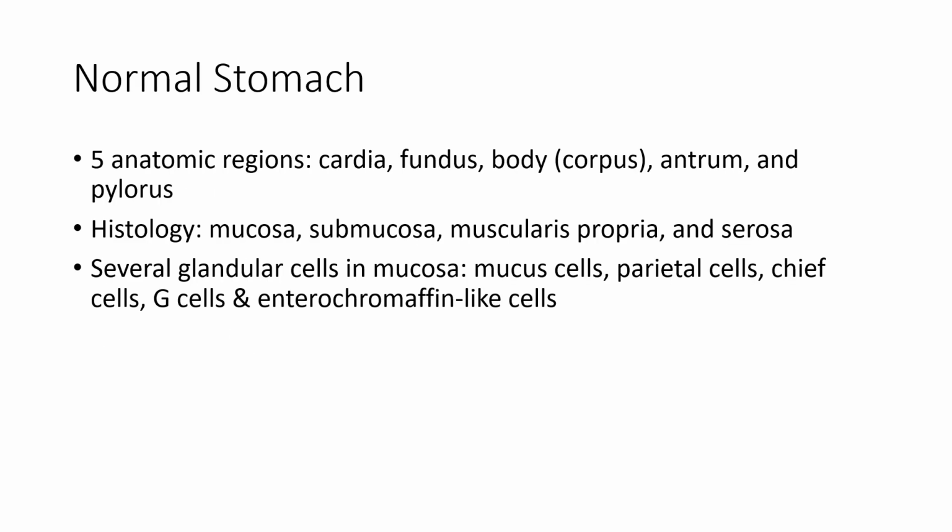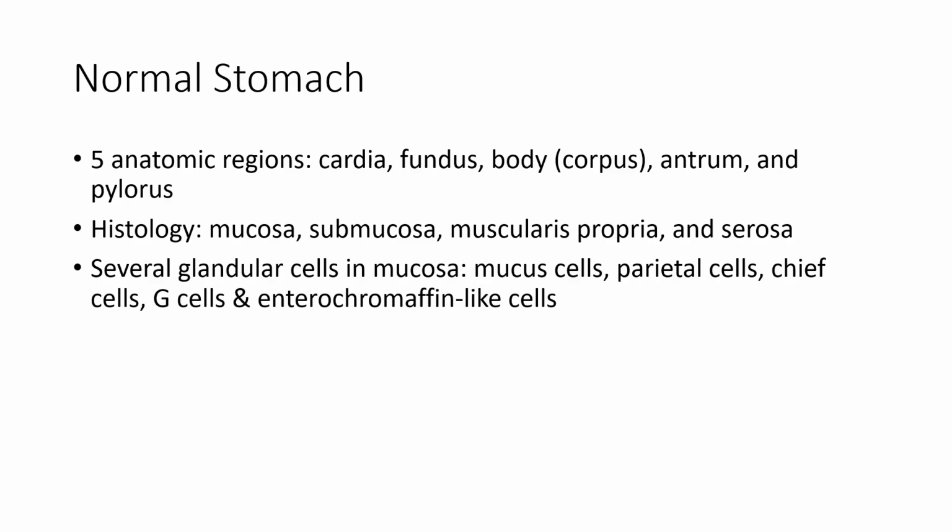The stomach is a saccular organ with a volume of 1.2 to 1.5 liters. Anatomically, it is divided into five main regions: the cardia, the fundus, the body or corpus, the antrum, and the pylorus. Histologically, the gastric wall consists of the innermost layer, which is the mucosa. Underneath it, there is the submucosa, followed by the muscularis propria, and the outermost layer is the serosa.